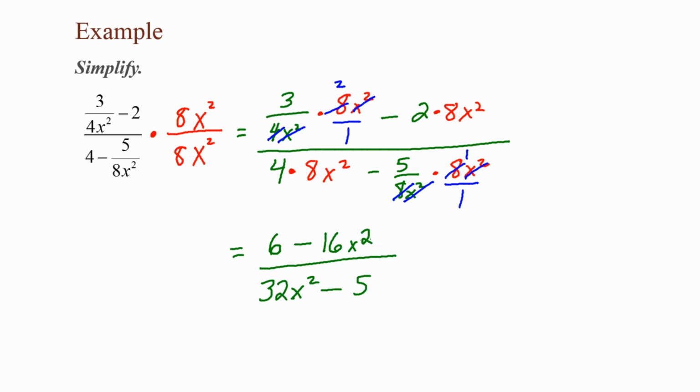6 minus 16x squared has a greatest common factor, but 32x squared minus 5 does not. So my final answer is 6 minus 16x squared divided by 32x squared minus 5.